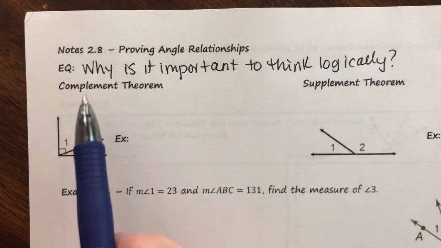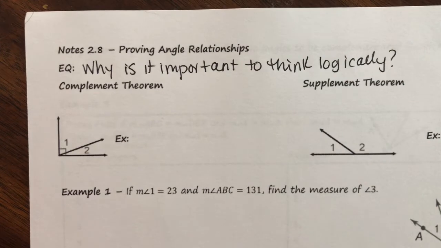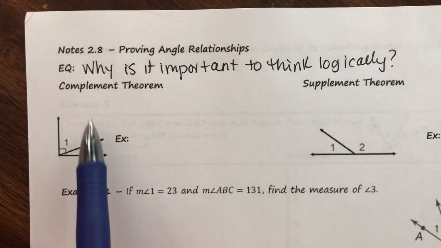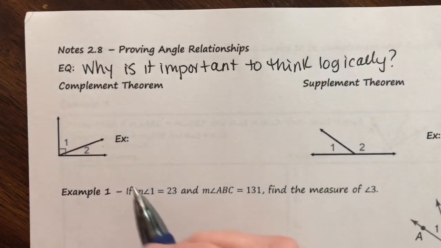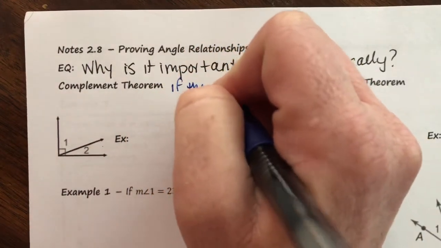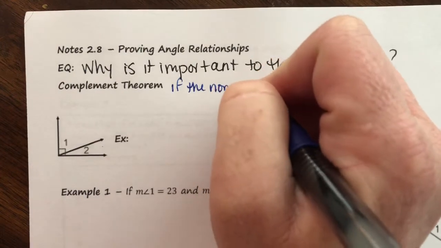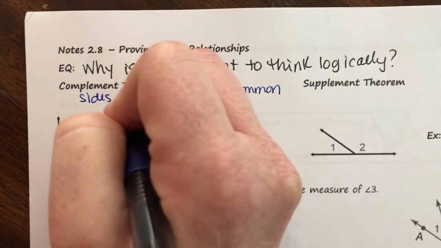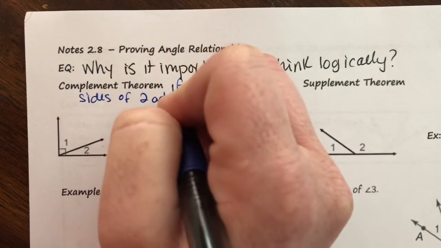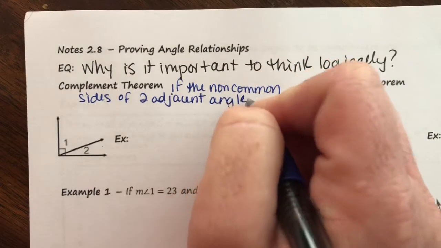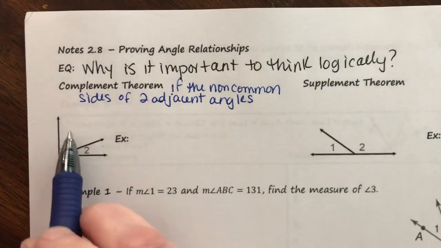So the first one is the complement theorem. That has to do with complementary angles. So when we have two angles together that add up to 90 degrees, those angles are complementary. So we're going to say if the non-common sides of two adjacent angles, you have to watch me write everything out. Adjacent angles. So here we have two adjacent angles.